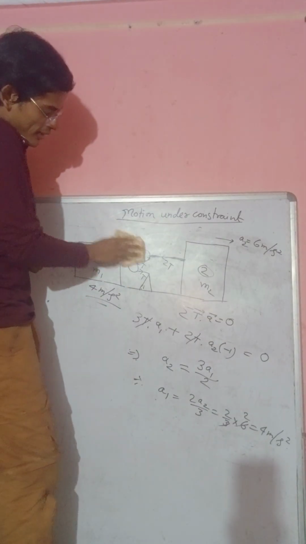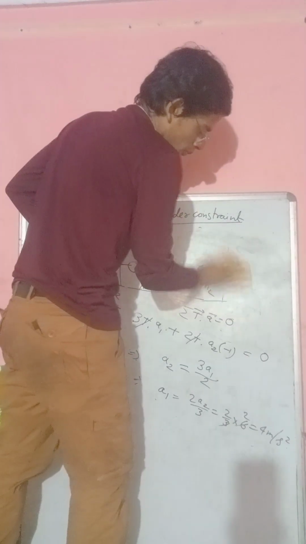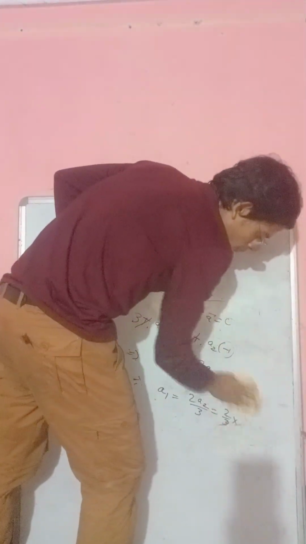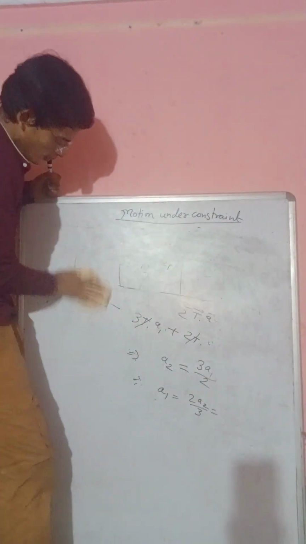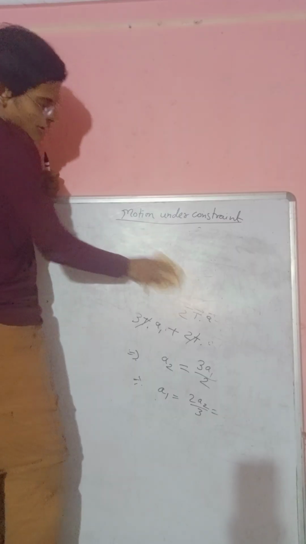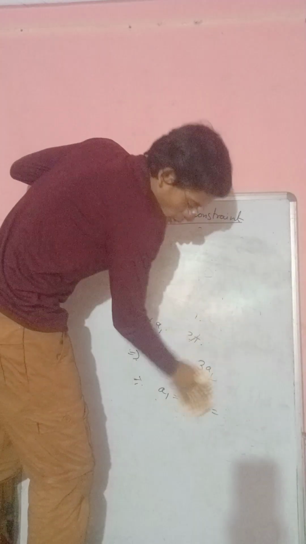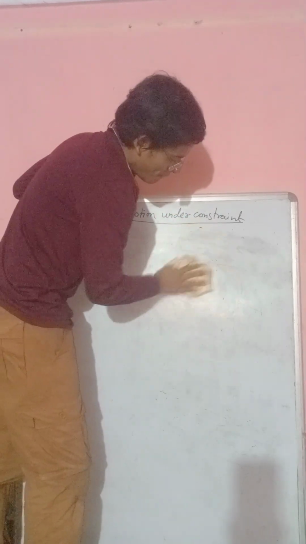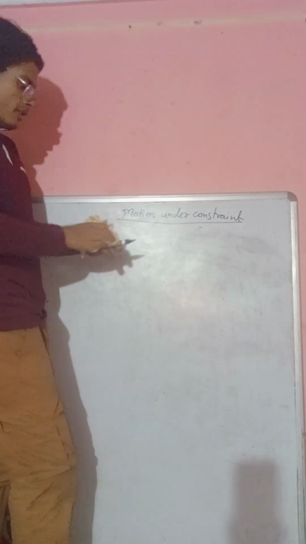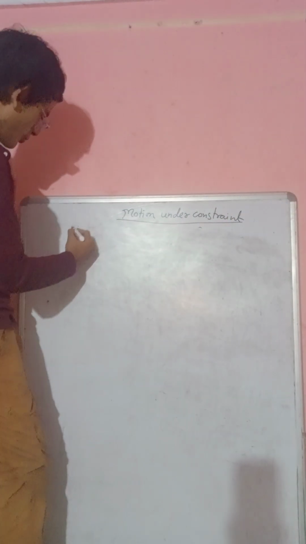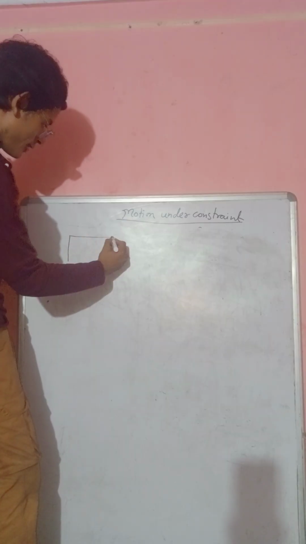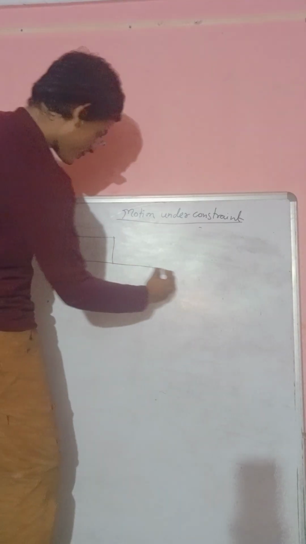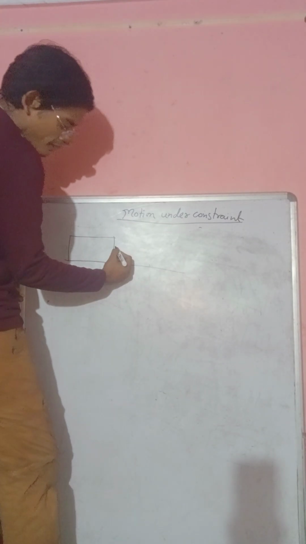Let's try another one. The more you practice, the easier it will be to do this kind of sum. Now let's see another one. Another one will be this one. Here is a block placed on the surface, this block here.